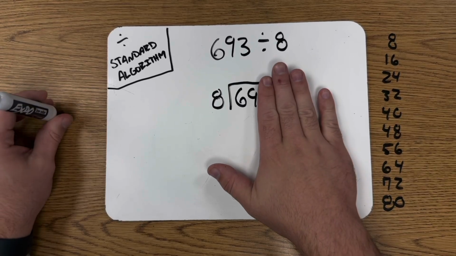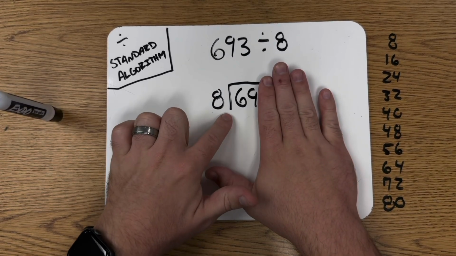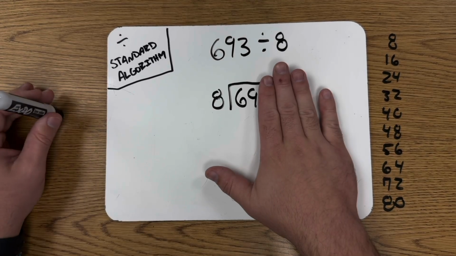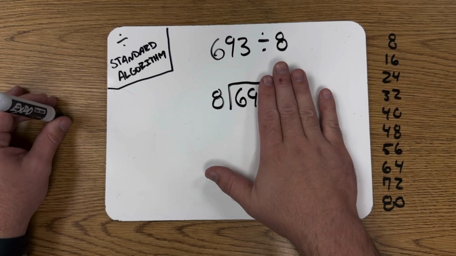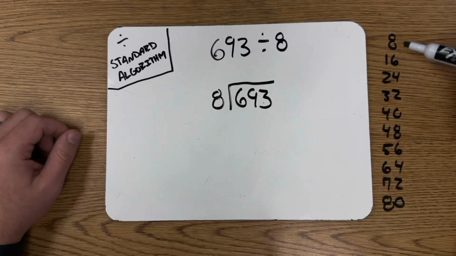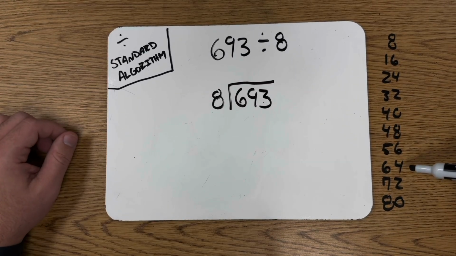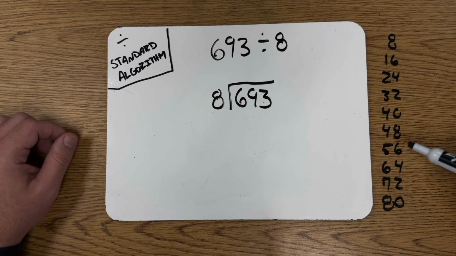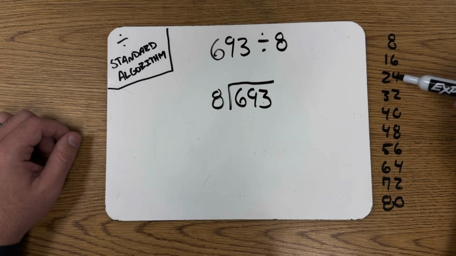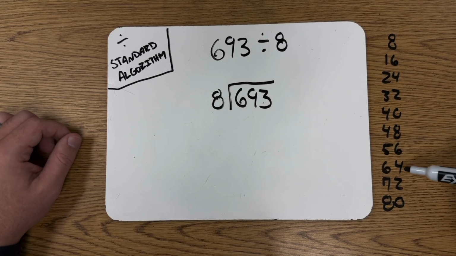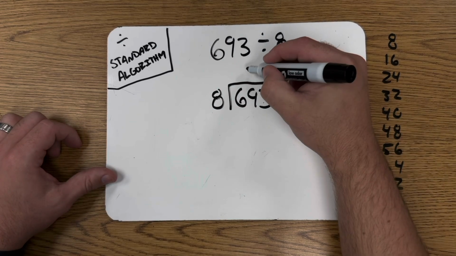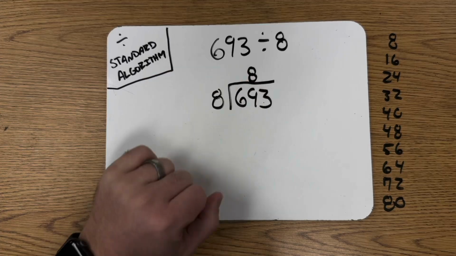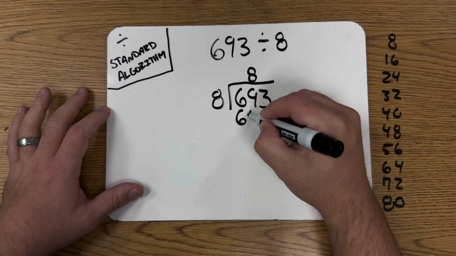I'm going to come over here and look at, okay, 69 divided by 8. Is there a multiple that is close to 69 that I can use to solve this problem? I look through my list here and I see that I have a 64, okay? I can't go over, so I can't use the 72, but I do have a 64 here. So I go down my list, 1, 2, 3, 4, 5, 6, 7, 8, and I see that 8 times 8 is 64. So I'm going to write that. 8 times 8 is 64, okay?